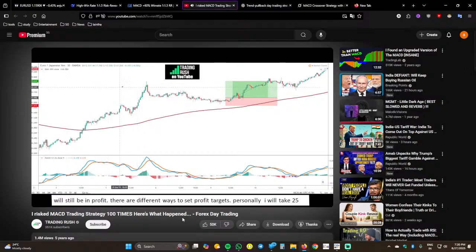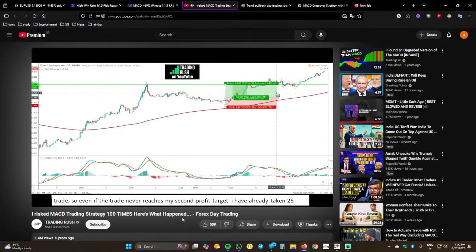There are different ways to set profit targets. Personally, I will take 25% off the trade when the trade reaches 1 times the risk, and will move the stop loss to break even. Then, I will set a second profit target of 2 times the risk I originally took on the trade. So even if the trade never reaches my second profit target, I have already taken 25% off the trade in profit, and will not lose money.